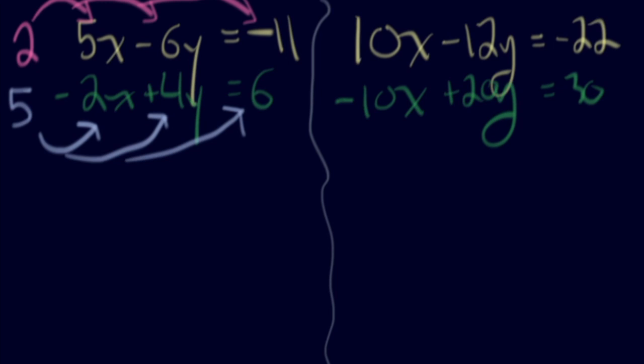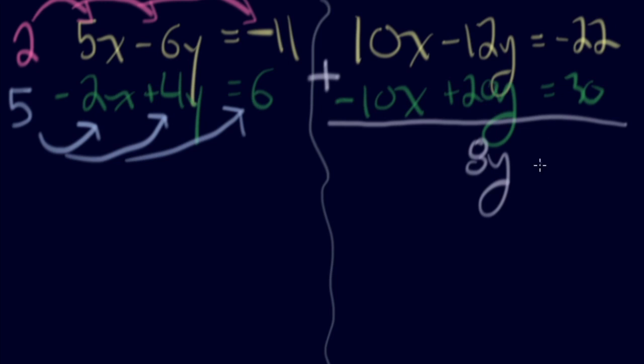Great. Now I can eliminate my x's. And how can I do that? By adding. So that's going to make my 0x. What's negative 12 plus 20? It's going to be 8y. I'm going to add this, and that's going to be just simply 8. So y is 1.